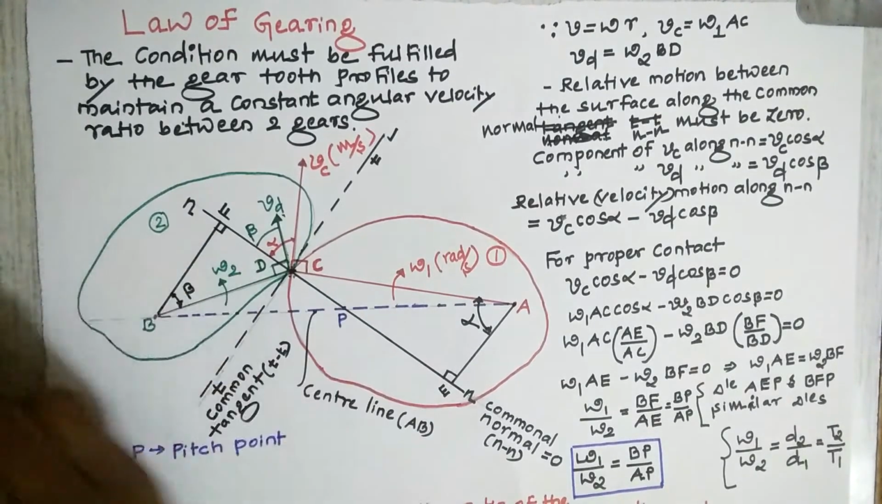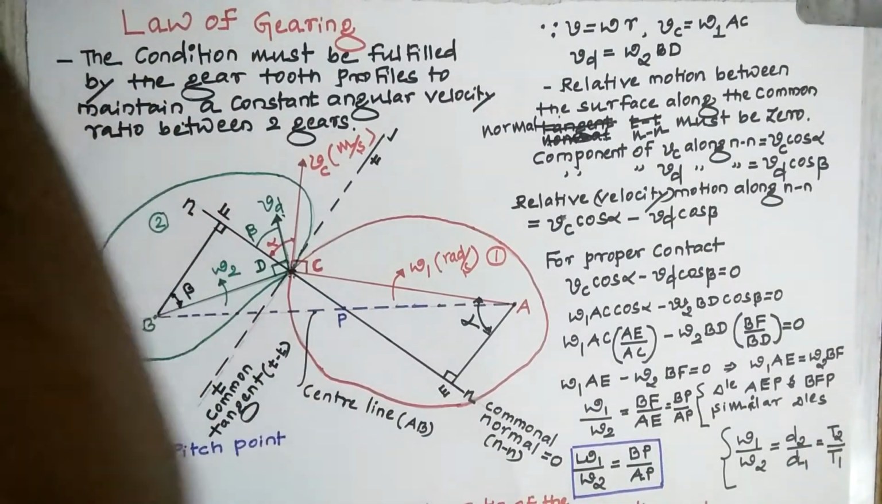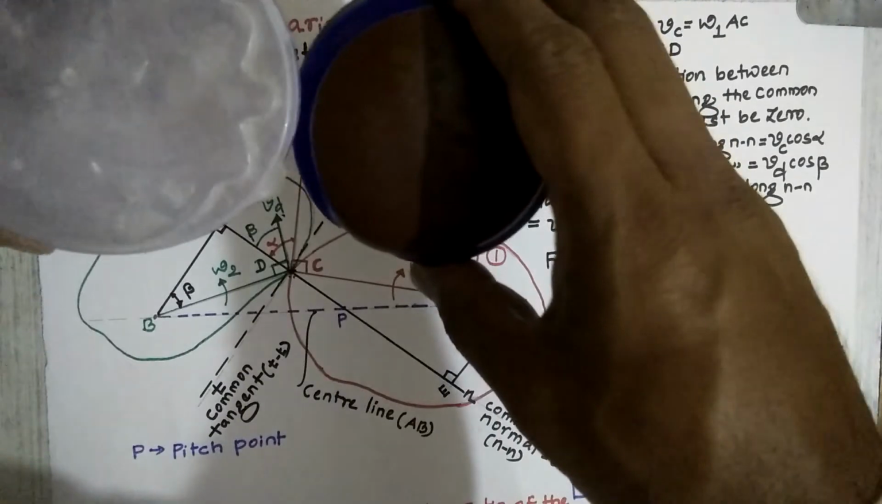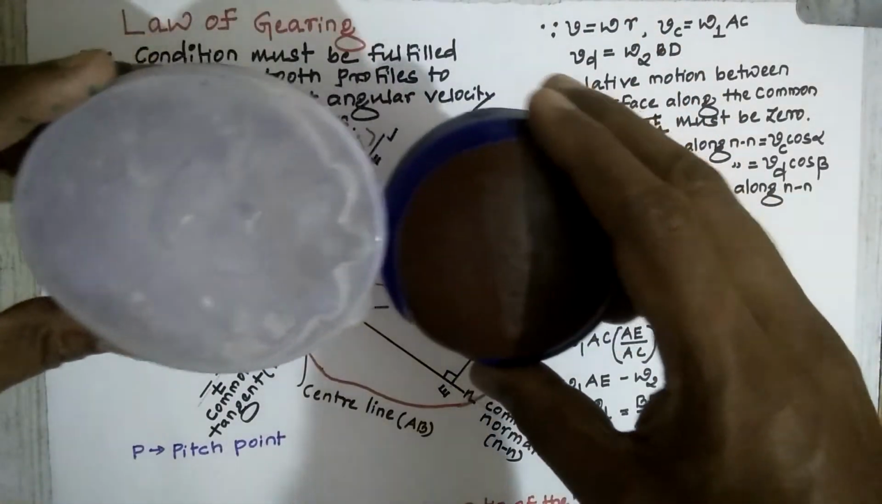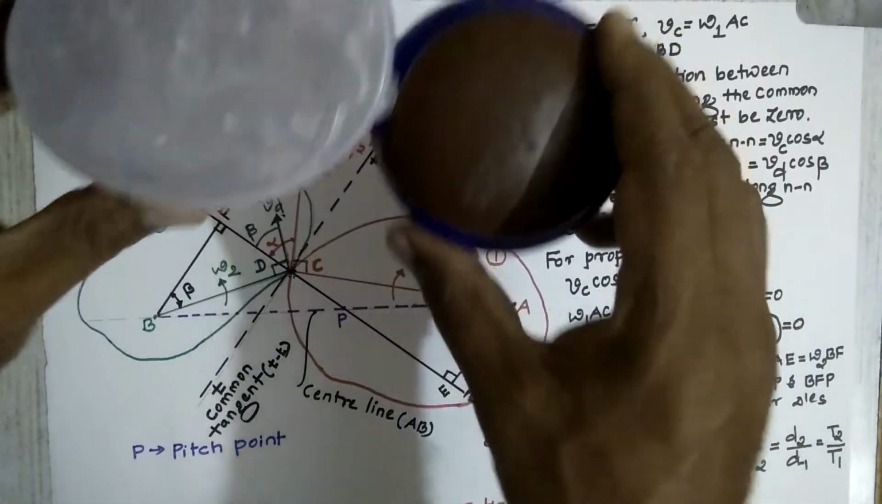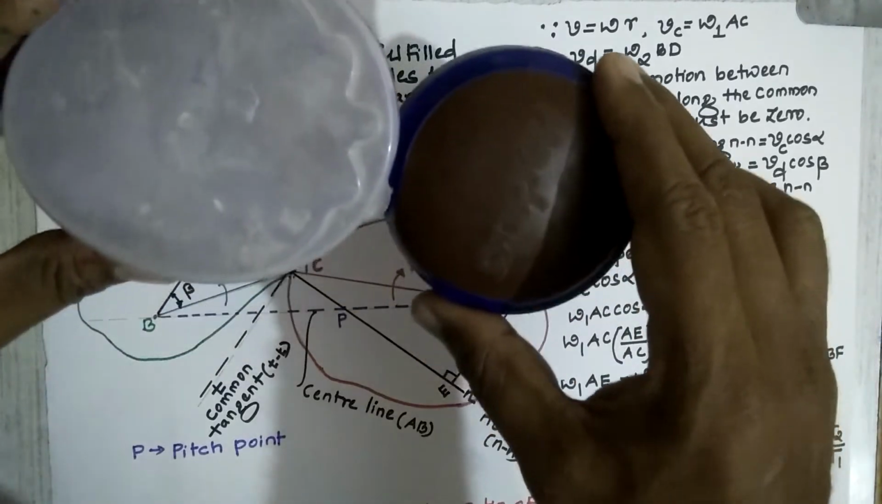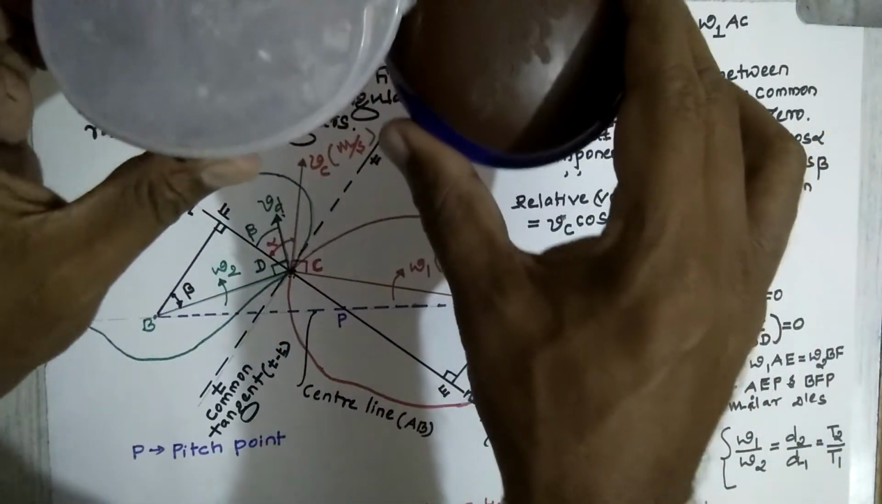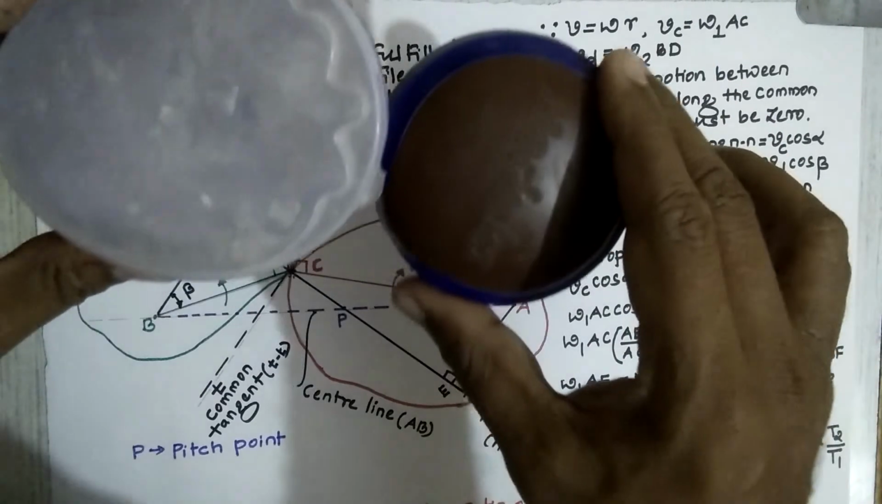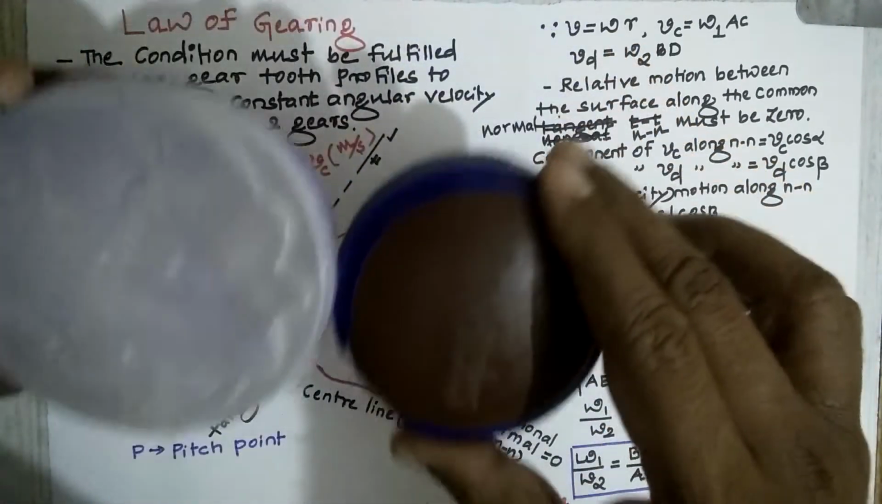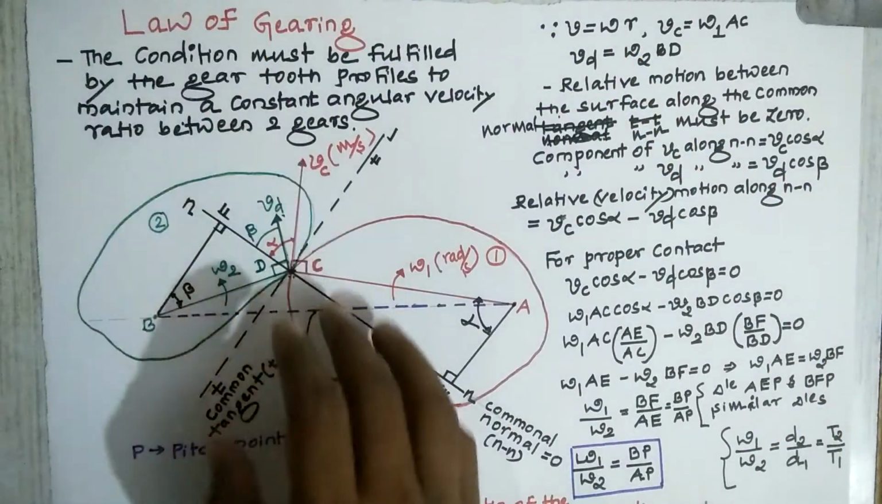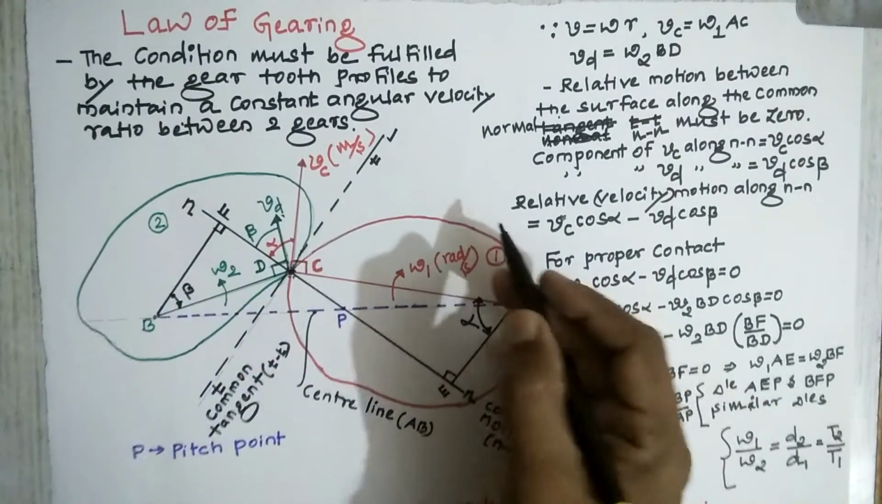What I have taken is two bodies. Imagine two bodies rotating in this way. They have irregular shapes, whatever the shape, and they have to rotate and obey the law of gearing actually. That's the thing. I have taken two bodies.